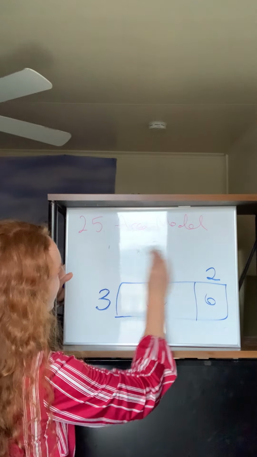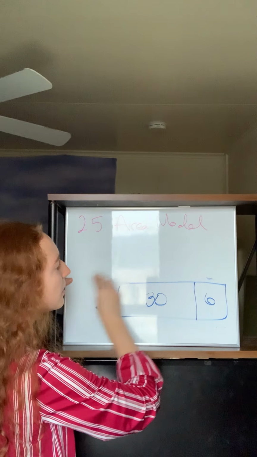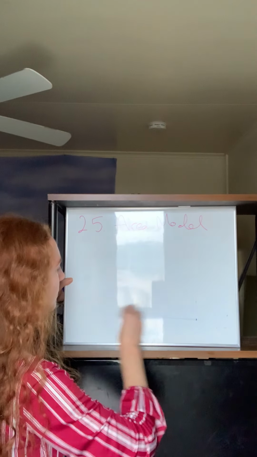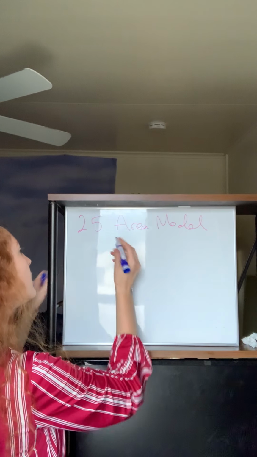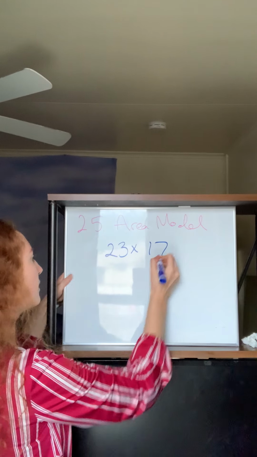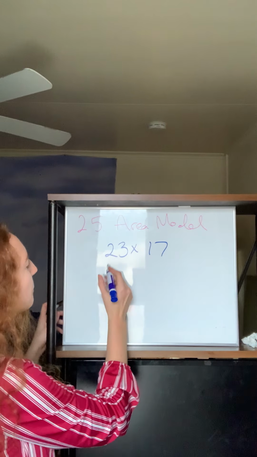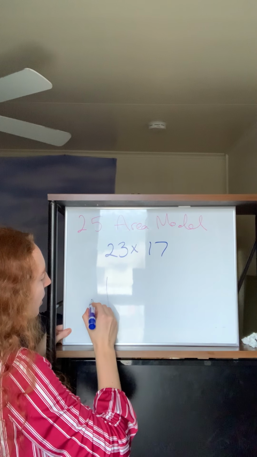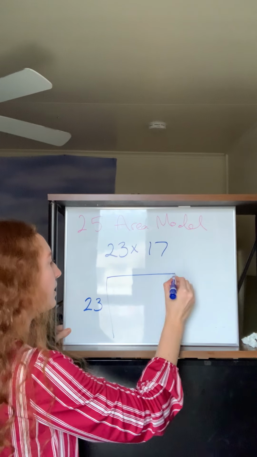And I'm not going to break it up as much as I did earlier. I'm going to do more of this sort of style. So let's try a different number. Let's try 23 times 17. Seems pretty ambitious. All right, so I'm going to make it 23 this way, I guess, and 17 this way.